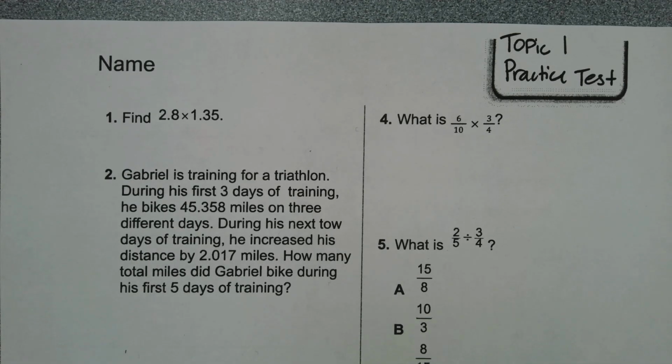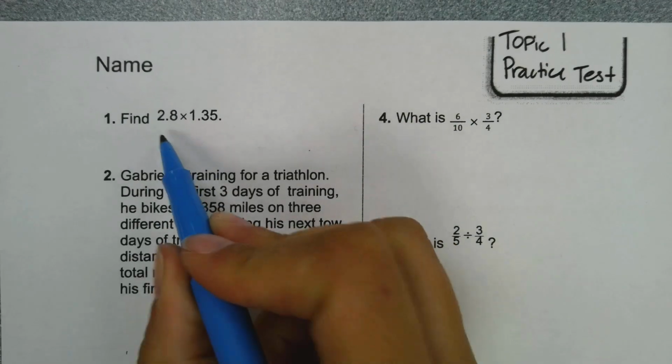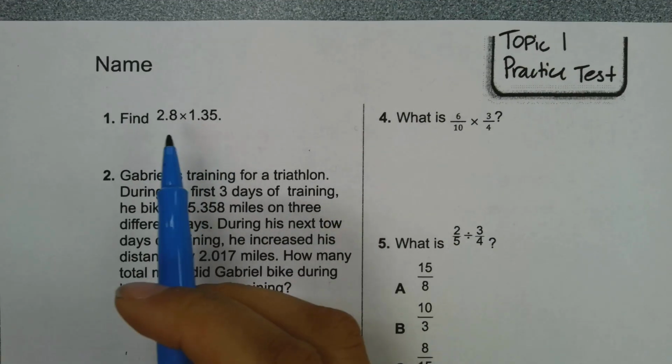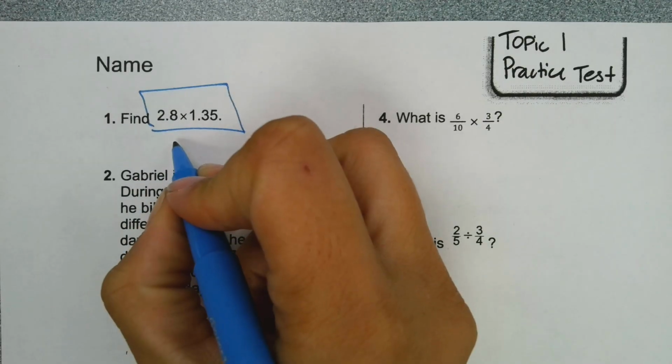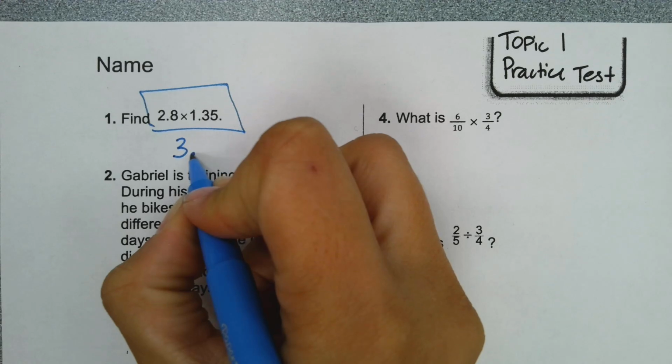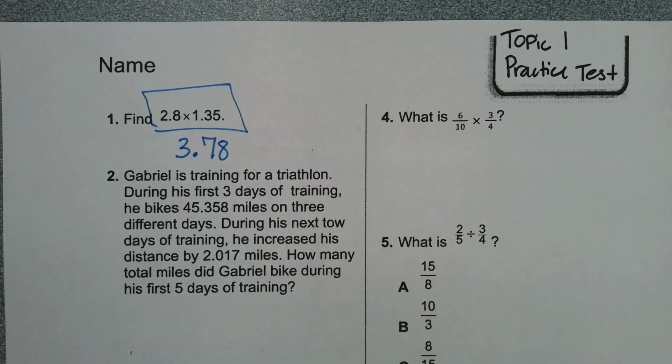Hey guys, so if you were absent or just need a quick refresher, this is the practice test for topic 1. We are taking this test, which is like a chapter test, but in this book we call them topics, on Wednesday, August 27th. So we reviewed this in class on Monday. Question 1 is just multiplying decimals, so I expected you to use your calculator on that one and make sure you know if any of your buttons stick or anything like that, and you should have got 3.78.